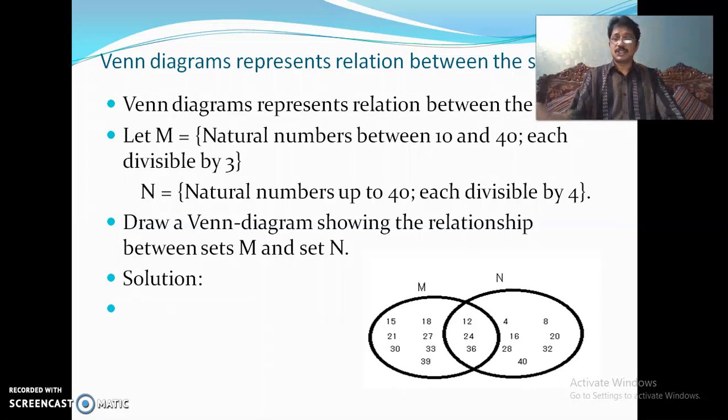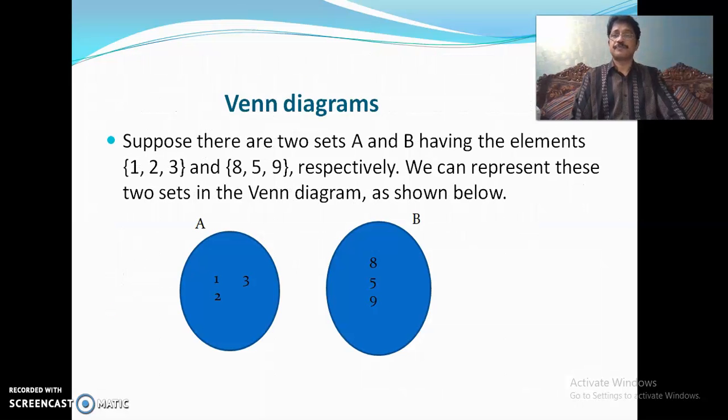M intersection N is 12, 24, 36. And M union N is all the elements. Like this, you can represent the relation between these two. Now, observe one more Venn diagram.